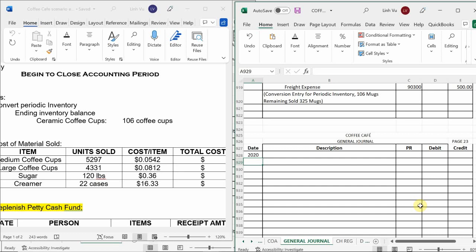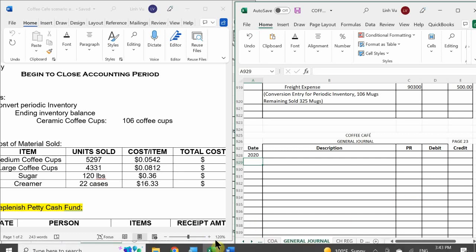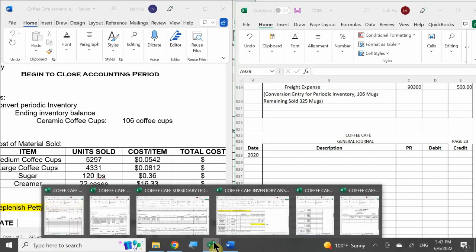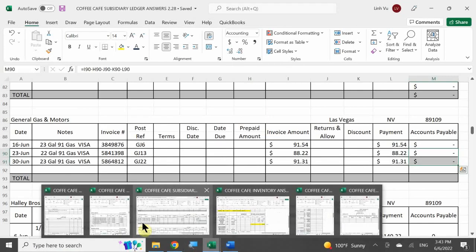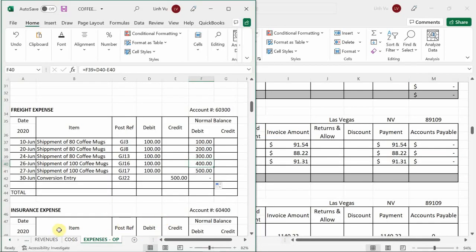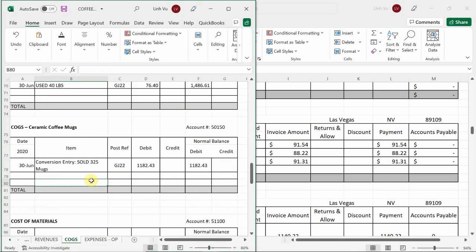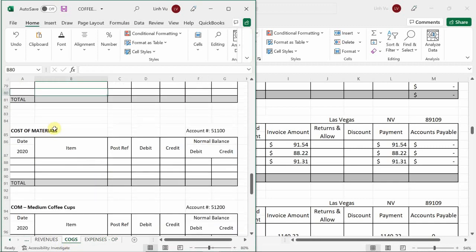In this case, what are we doing here? We are calculating the cost of the materials. We've seen the cost of materials before in our cost of goods sold accounts. If we go to our ledger accounts, under the cost of goods sold, we do have a section for the cost of materials.